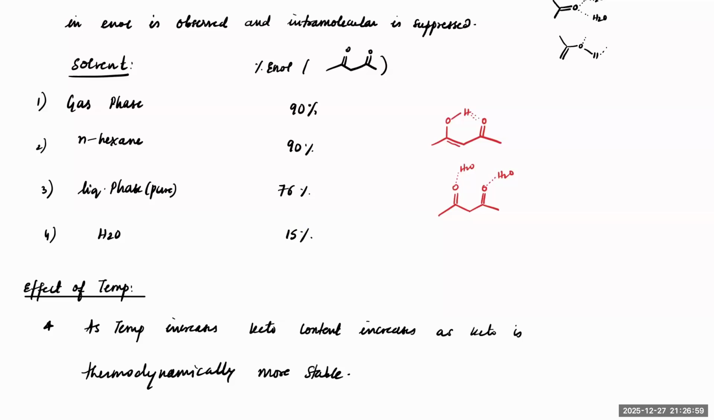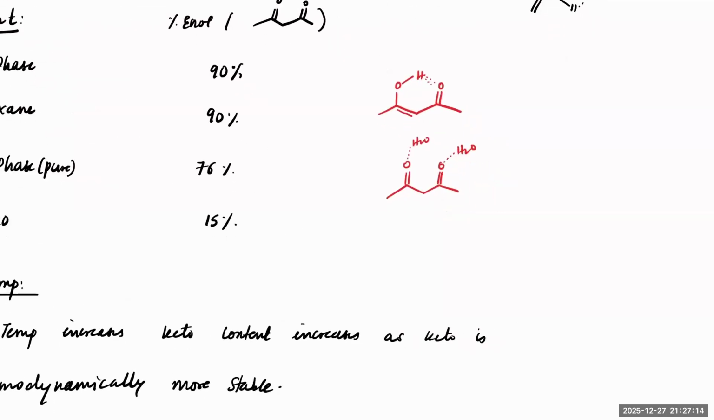Okay, even though it is in an enol form, there is hardly much difference in terms of intra and inter hydrogen bonding. So remember, as polarity increases, enol content decreases. I'll write down that part here. Okay. As polarity of solvent increases, okay, percentage enol content decreases. Okay.